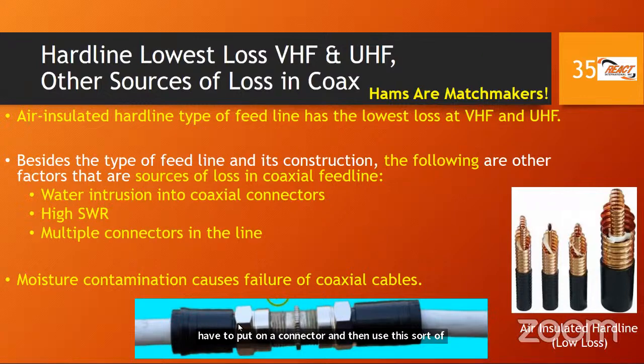All of these connectors have losses in them. And therefore, if you use multiple connectors in the line, you can also have loss in that cable. And that's the point here in this question. They'll ask you, which of the following could be sources of loss in coaxial feed line? All of them are actually correct, because all of these can contribute to loss in coax feed line.